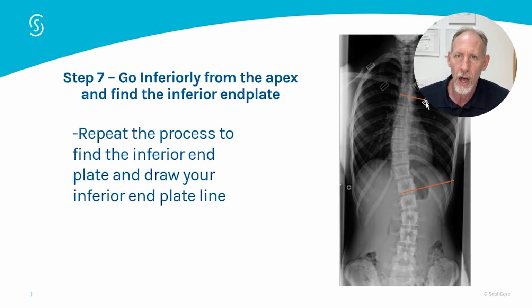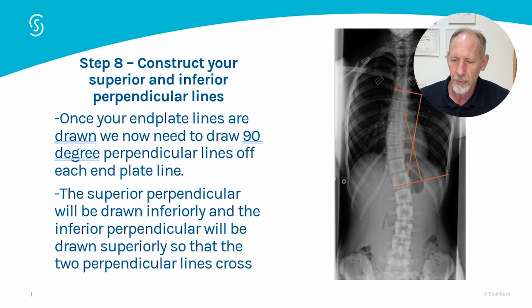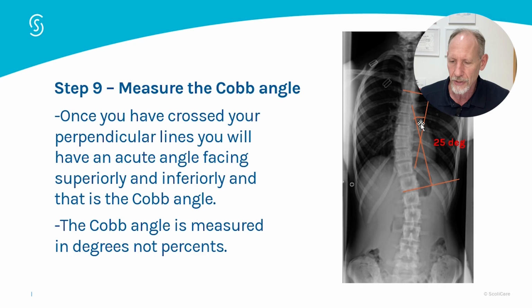But if you have to draw all four lines, then you're going to draw perpendiculars off these two superior and inferior end plate lines. So on the superior end plate line, we'll make a 90-degree perpendicular, bring it inferiorly, and off the inferior end plate line, we'll make a 90-degree perpendicular angle and bring it superiorly so that those two lines cross. And then that intersection is going to be your Cobb angle. So this intersection right here is your Cobb angle. So then you measure that, and in this instance, this measures 25 degrees. So that is a braceable curve, treatable curve in an immature child.